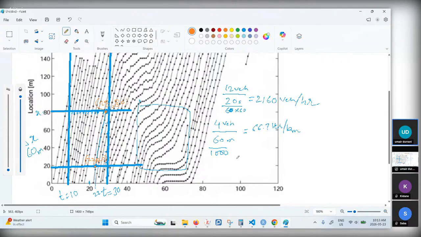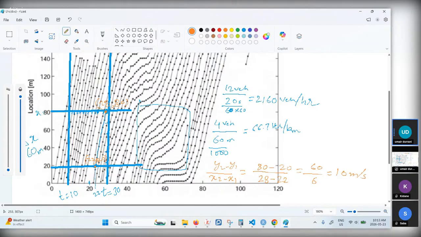Now to estimate the slope, we do y2 minus y1 divided by x2 minus x1. So y2 in this case is 80 minus y1 is 20, and x2 is 28 minus x1 is 22. This comes out to be 60 over 6, so that would be 10 meters per second.